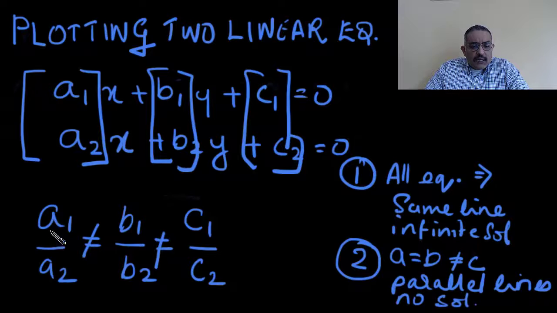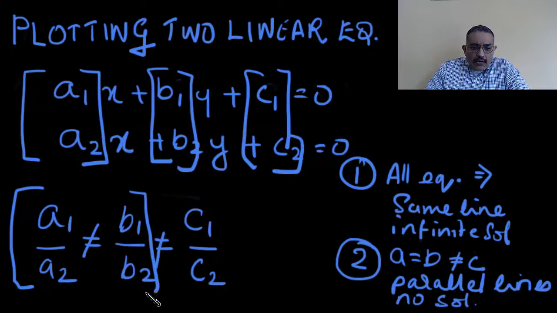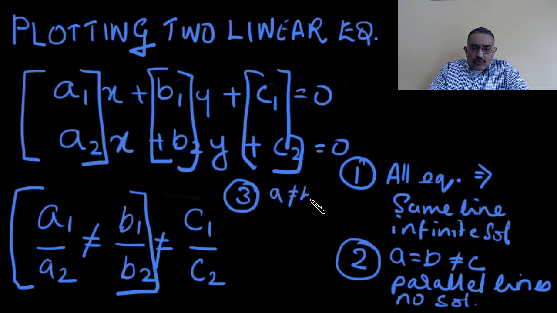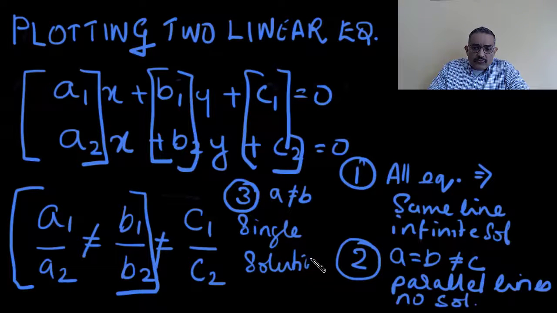Now if this proportion of A and B are not equal, it doesn't matter whether the C portion is equal or not. If A1 by A2 is not equal to B1 by B2, we're going to get case 3. Now in case 3, we have A not equal to B, and we have a single solution to both equations. Thank you so much.